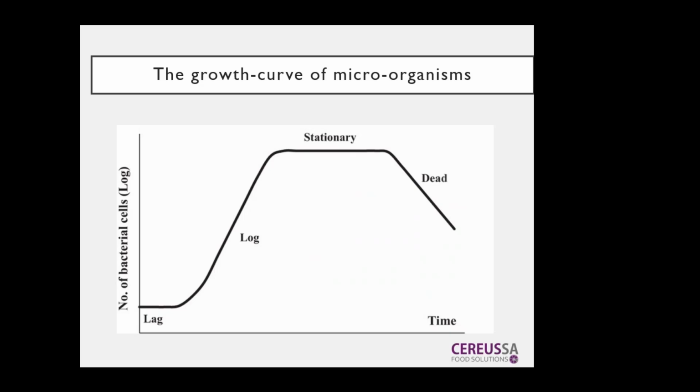Let's look at the growth curve of microorganisms. This is basically the pattern that microorganisms grow in over time. So you will see here that microorganisms follow a growth curve with 4 phases. The first phase is called the lag phase. The second phase is the log phase. Then we get the stationary phase, and then we get the death phase. Let's look at each one of these phases of the growth curve.